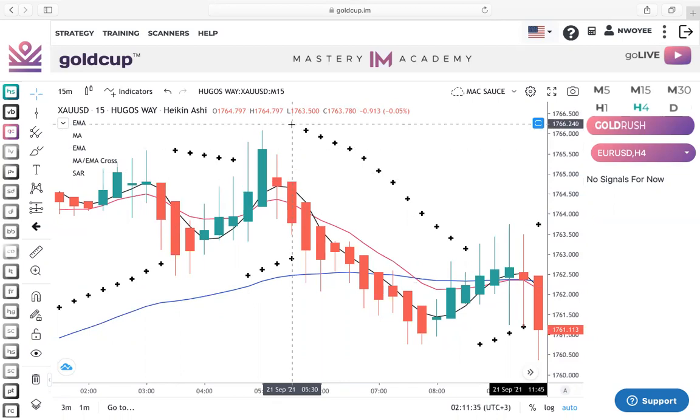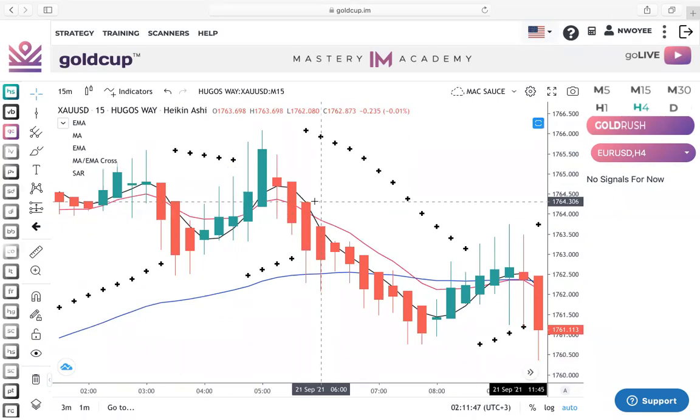Third one, flat top candle and SAR. I don't have any SAR here, so this would have been my entry point because it's a SAR on top of the candle. So I would have entered at the opening of this candle. You never want to enter a trade in the middle of a candle. You want to enter at the opening.